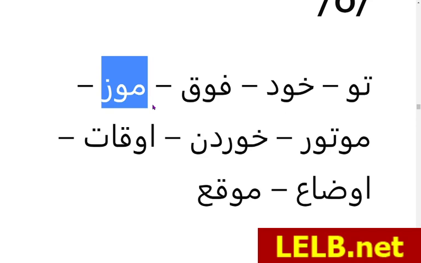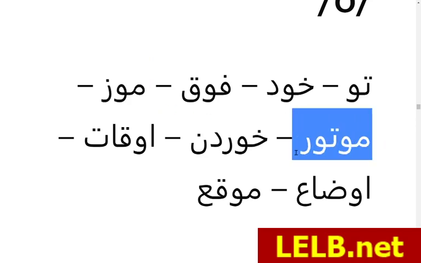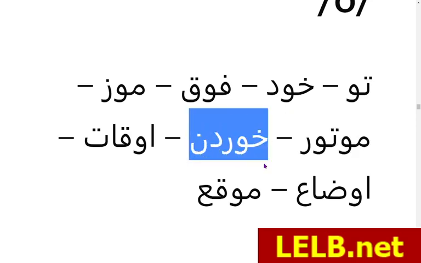موز means banana. موتور, there is no stress. میم واو تی دو نقطه واو ر موتور means engine, motorcycle. خوردن. Do not pronounce it as خوردن or موتور, you know, it's O, complete O. خوردن means to eat. خ واو ر دال نون.